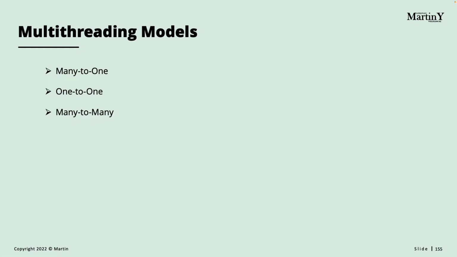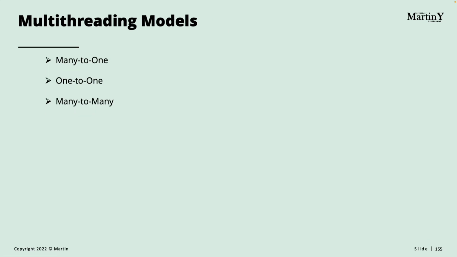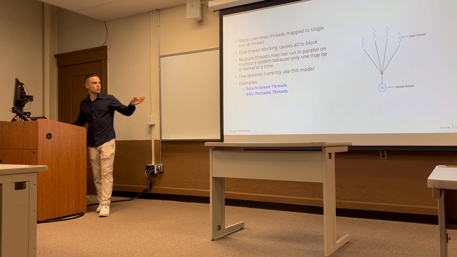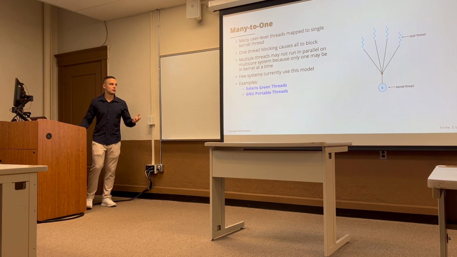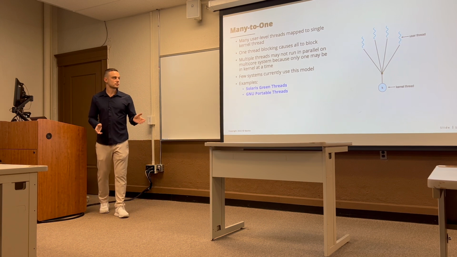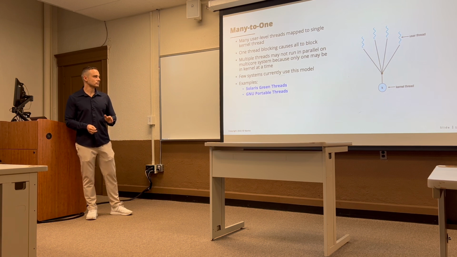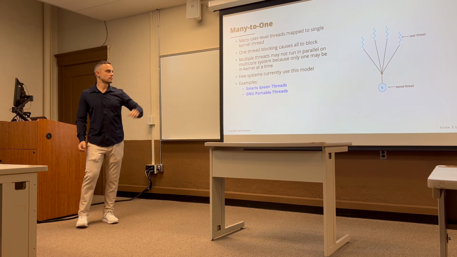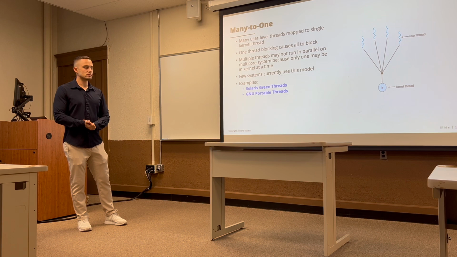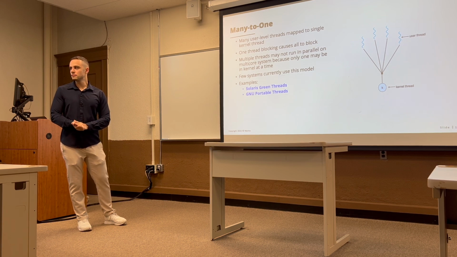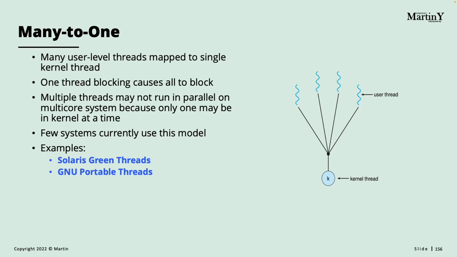Those are many-to-one, one-to-one, and many-to-many. So first of all, we're going to look at how many user threads are connected with one kernel thread. You can see this is the first option. Let's say your operating system can create a process. This process can have multiple threads.